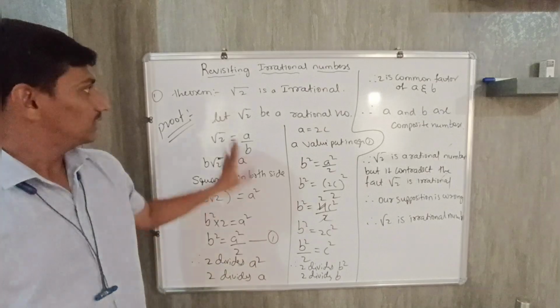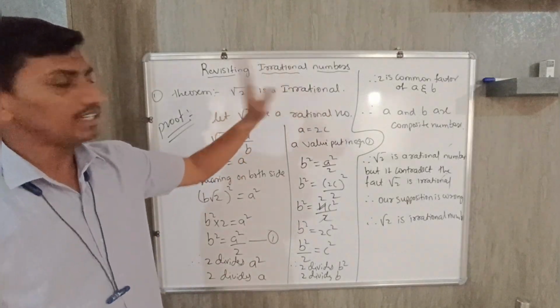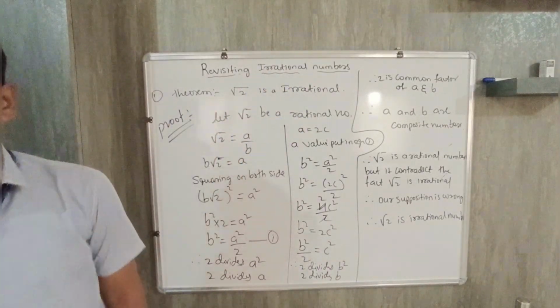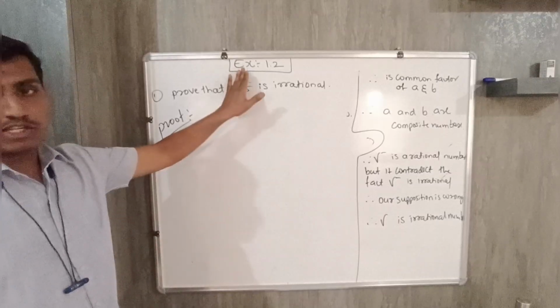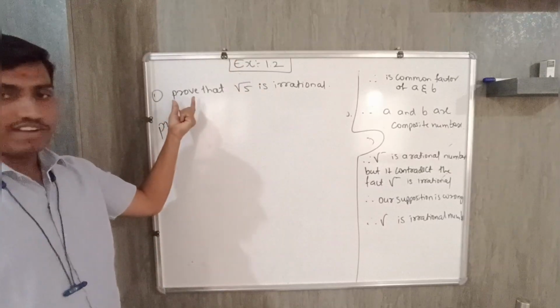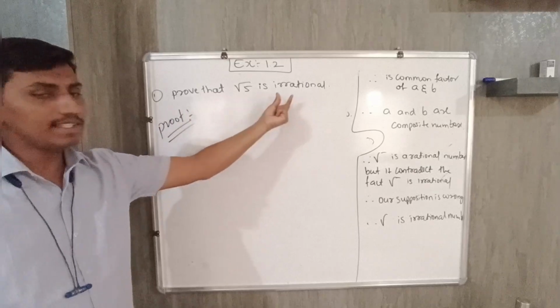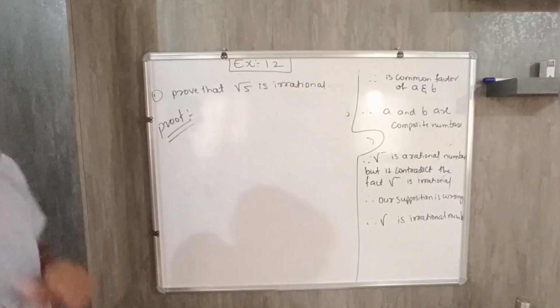Okay, so this is root 2 is irrational number, we will see irrational numbers. So no doubt. So exercise 1.2. First question, prove that root 2 is irrational number. So let us see.